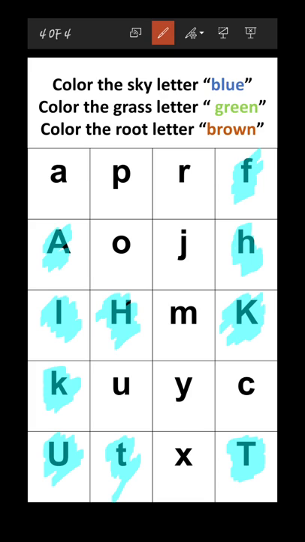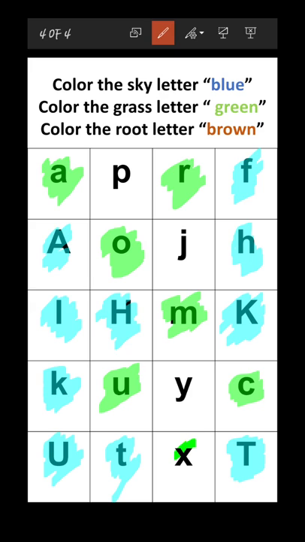Now let's take green color for grass letters. Look, letter a can come in two middle lines, so we can do green color in letter a because it is a grass letter. Letter r can come in middle two lines, so here we can do green color. Letter o is there as well. It is also a grass letter. Letter m is also a grass letter. u, c and x. Look, they all are grass letters. In the same way, you have to do the brown color in root letters.